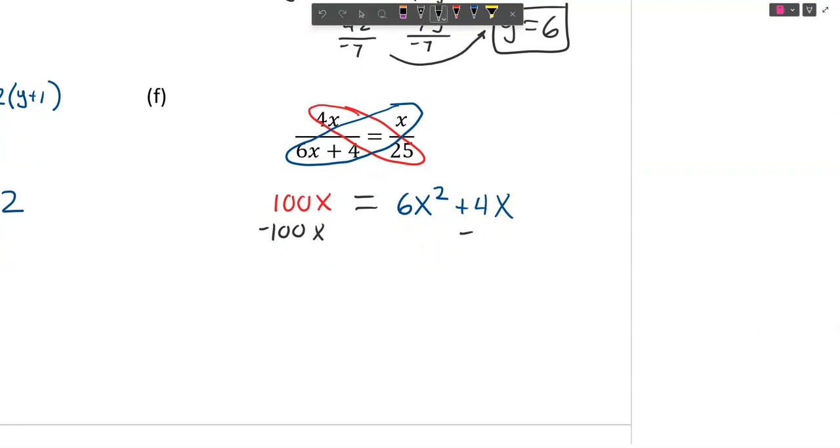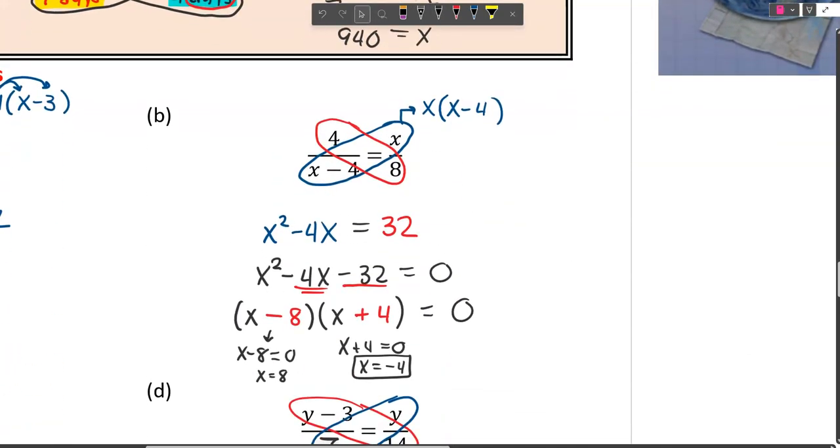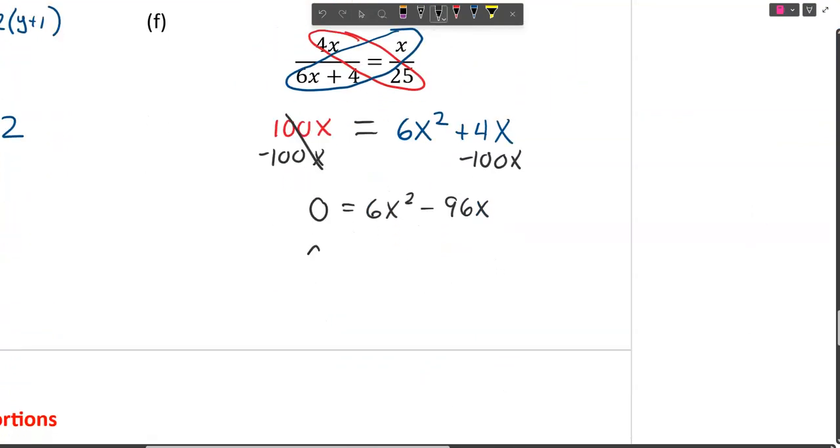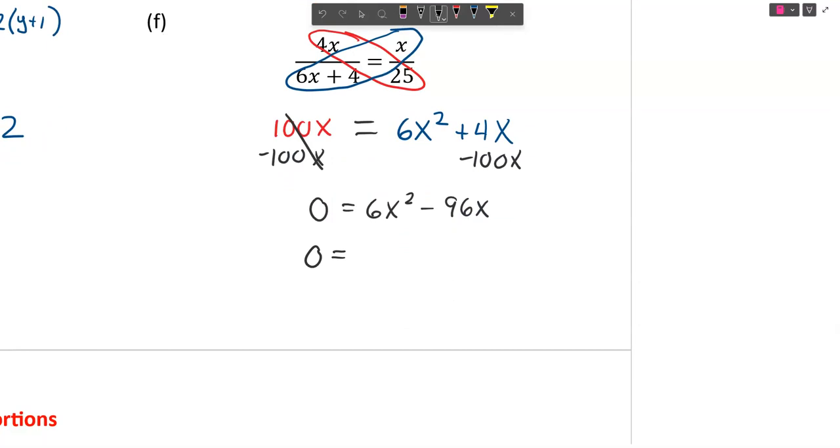So we're going to move the 100x to the other side. And when I do that, I get 0 equals 6x squared minus 96x. Now, what makes this problem a little bit easier than the previous one is that there is no constant or numbered term. So unlike the one we did here where I got this trinomial, 3 terms, we only have 2 terms. And thankfully, when I look at this, we can actually pull out what we call a GCF. So I know that 96 does indeed go into 6. So I can factor out a 6x out of both of these.